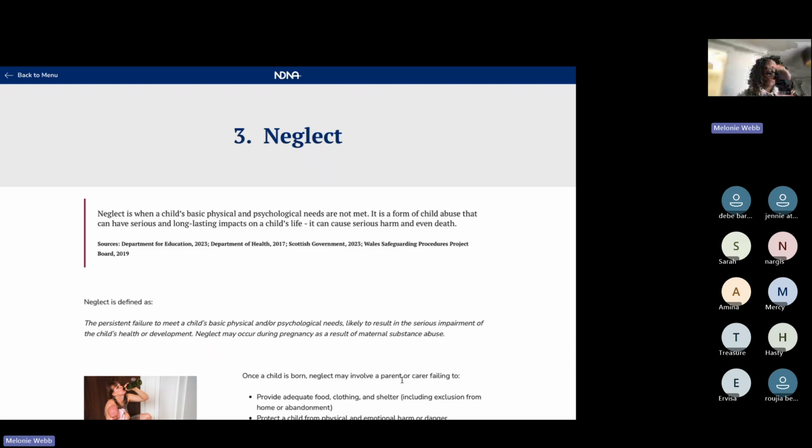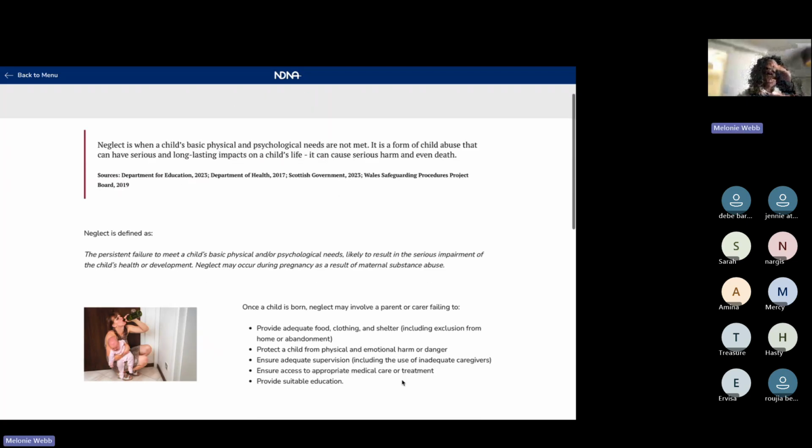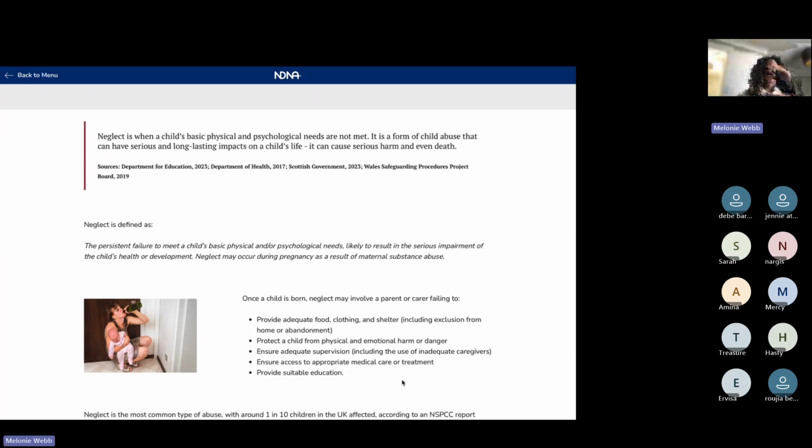Neglect may occur during pregnancy as a result of maternal substance abuse. So, if you are pregnant and drinking throughout your pregnancy, and your child is likely to become alcohol dependent, that is considered a type of neglect. So you can be charged and convicted of neglect without the baby even being born.